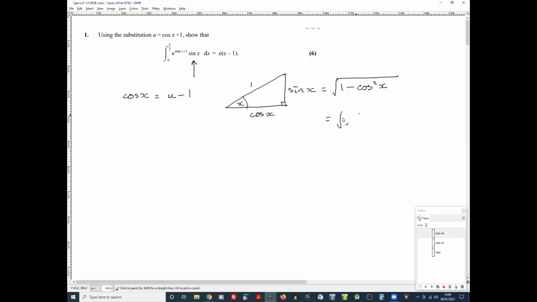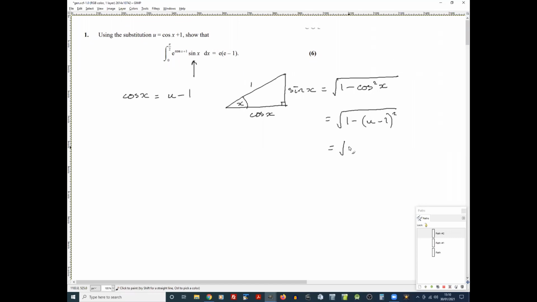There's more to it than that, isn't there? It might come out like that. Apologies if so, but I want you to think about this first of all. Does it come out like, well, what did you say? 1 take away u squared? No, u squared take away 1 squared. No, it's not quite, is it? We need to expand that, don't we? So the square of cos is the square of u minus 1.